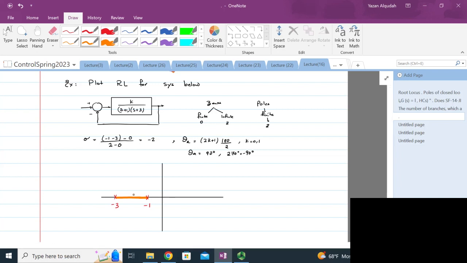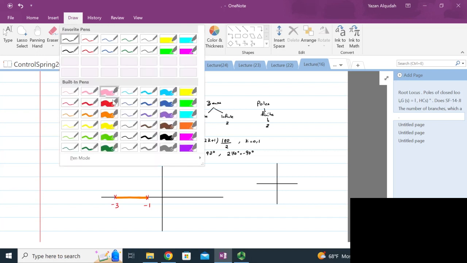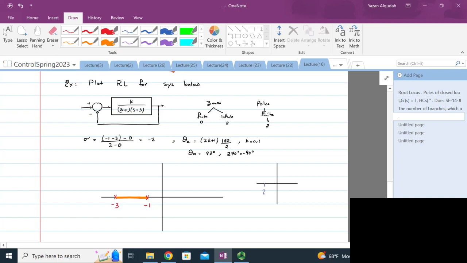Now the asymptotes that we calculated told me this. It told me that you're going to have two asymptotes at angles of 90 and -90. And these asymptotes, if you were to stretch them, are going to meet at -2. So at -2, you're going to have an asymptote at an angle of 90 degrees and an asymptote at an angle of -90 degrees. Make sense? This is what the asymptote calculation told me.